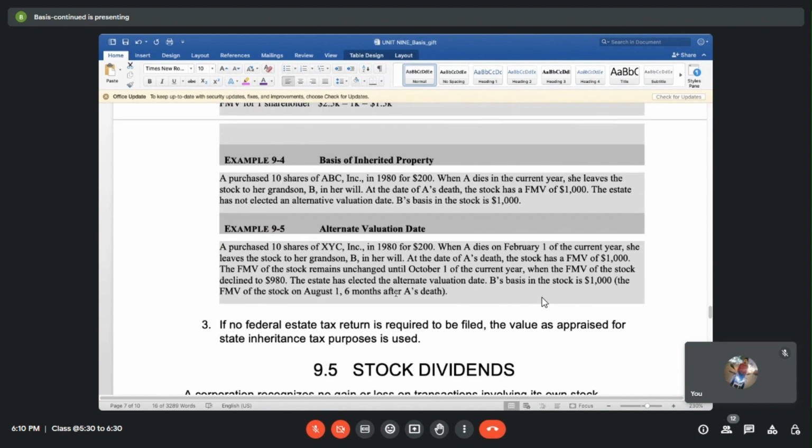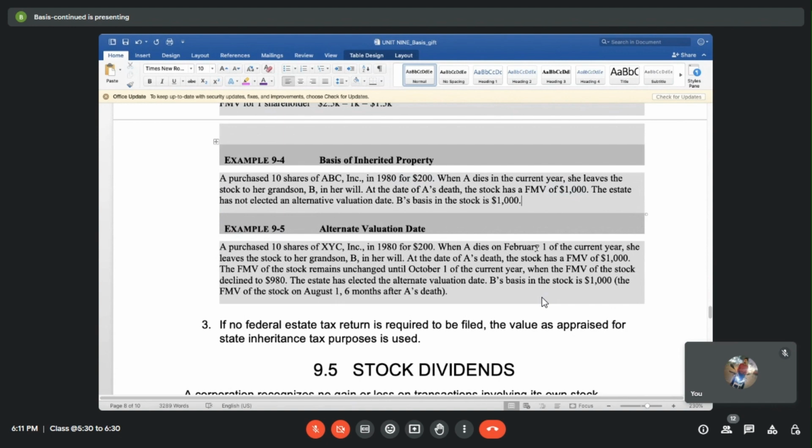I have a question here. So, Nitika, the difference between $200 and $1,000, which is $800, who is going to pay tax on that? So he has purchased the shares for $200, but she dies and leaves the stock to her grandson. Nobody's going to pay taxes. So it's a loss for the government.